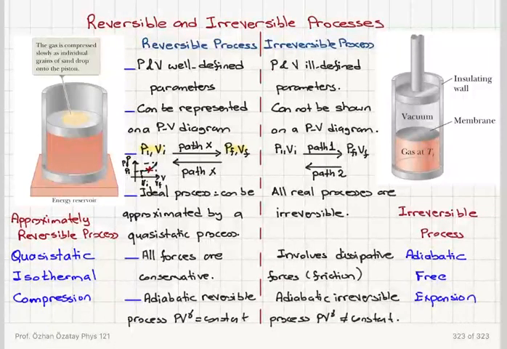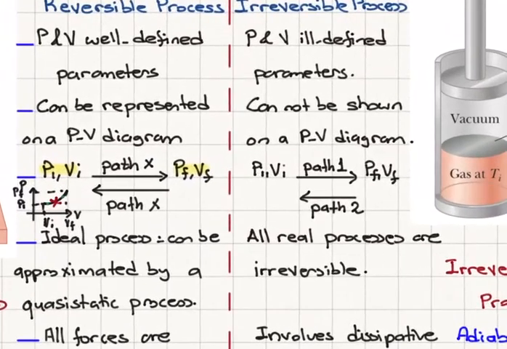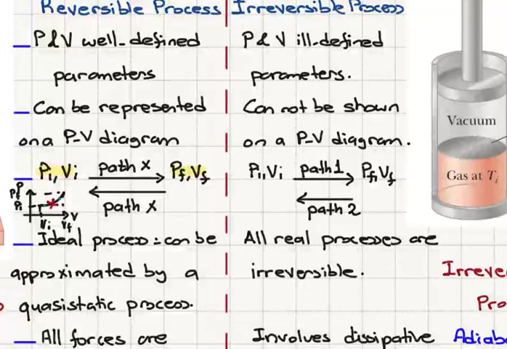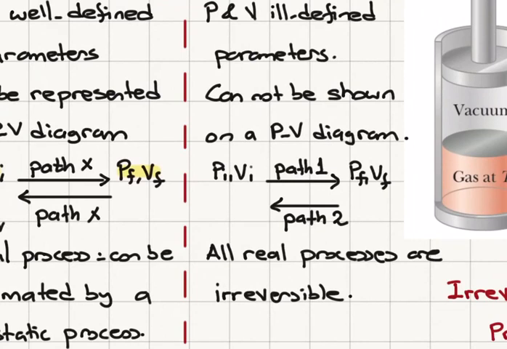In fact, in all real processes, this is not possible. Pressure and volume throughout the process are ill-defined parameters. They are only well-defined at the initial and final points. Therefore, they cannot be shown on a PV diagram. And irreversible doesn't mean that you cannot go back to the initial state. You can go back to the initial state, but this has to be on a different path. It cannot be the same path you have taken from the initial state to the final state.